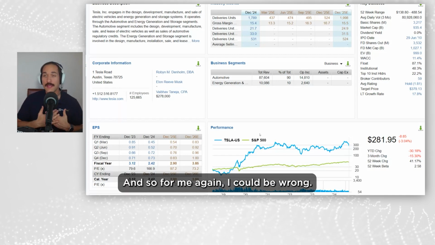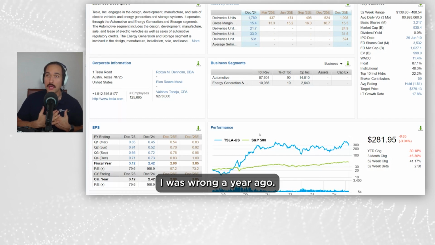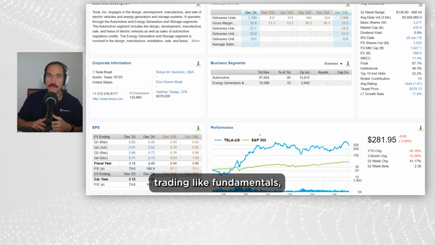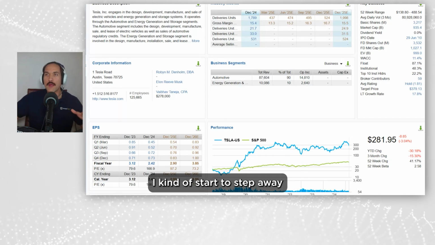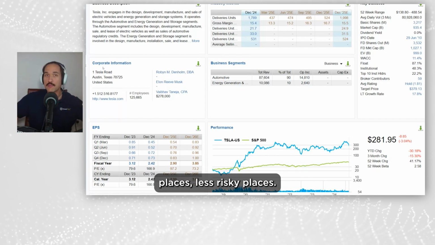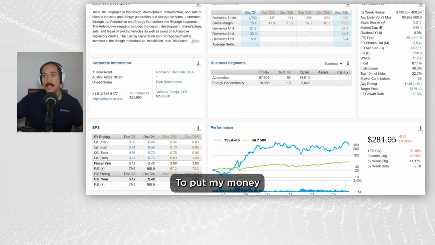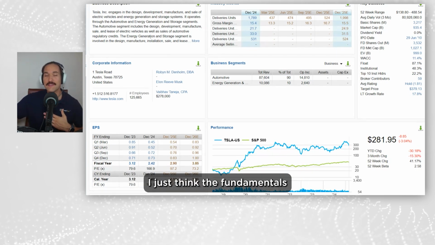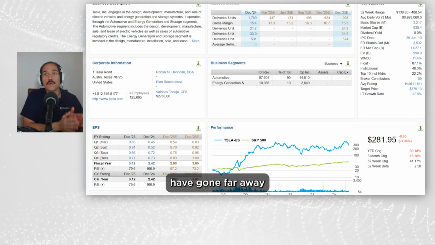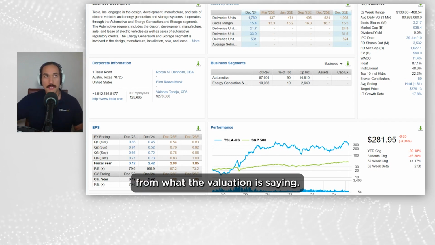And so for me, again, I could be wrong. I was wrong a year ago. When things aren't trading on fundamentals, when they start trading more like vibes and memes, I kind of start to step away and say there are better places, safer places, less risky places to put my money. Now, it doesn't mean it's not going to return well, but for me, I just think the fundamentals have gone far away from what the valuation is saying.